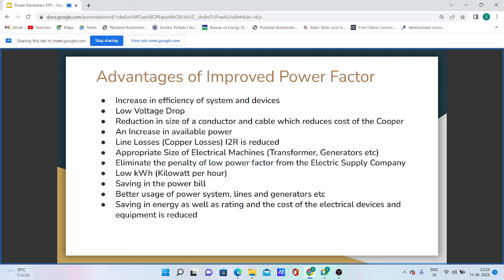The next improvement is a lower voltage drop. With an improved power factor, the voltage drop in the conductor is reduced, improving the voltage at the equipment. Reduction in the size of conductors and cables, which reduces the cost of copper.